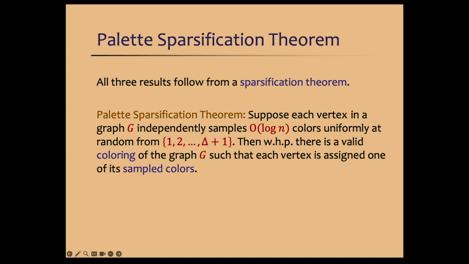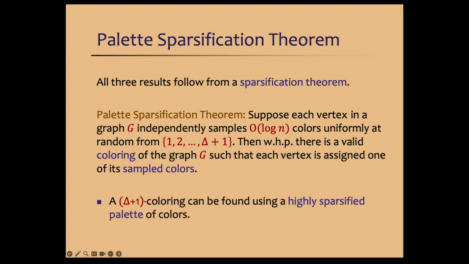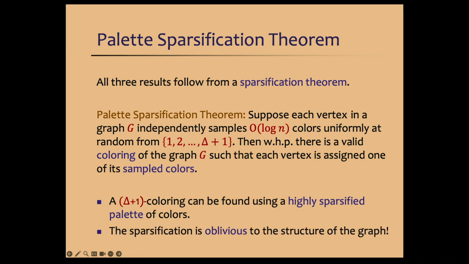And that's it. So it means you can sparsify the input, the coloring palette, which initially for each vertex is of size delta plus 1. You can reduce it to order log n colors and still find a coloring. And the key thing here is that this sparsification is done in a manner that's oblivious to the structure of your input graph. Okay, you're not looking at anything in your input graph.